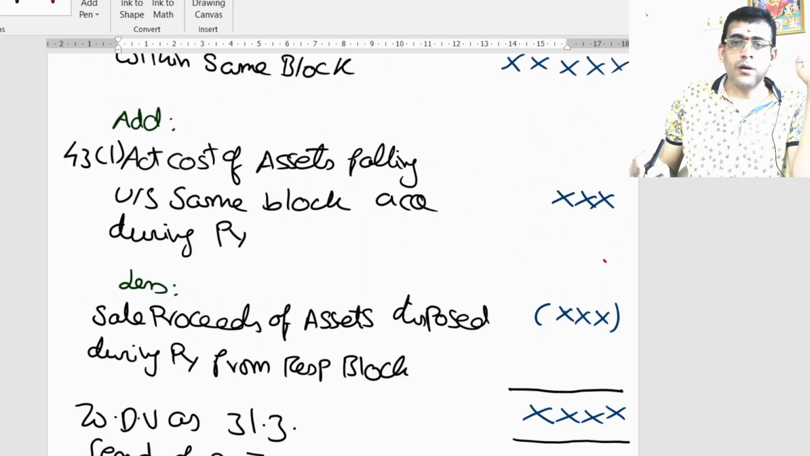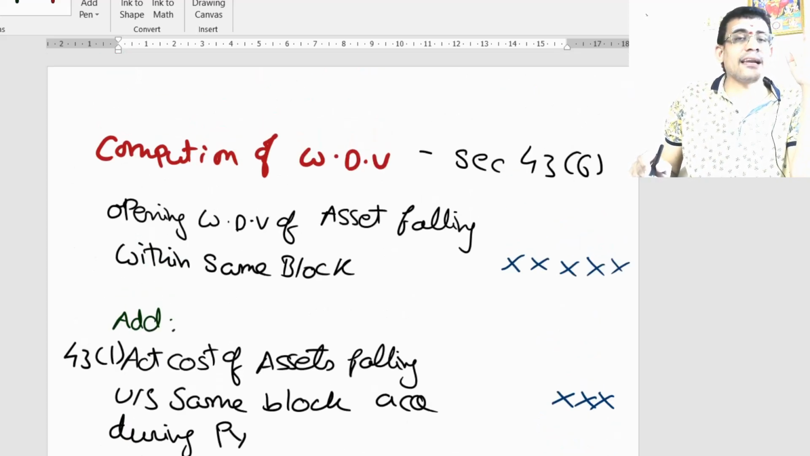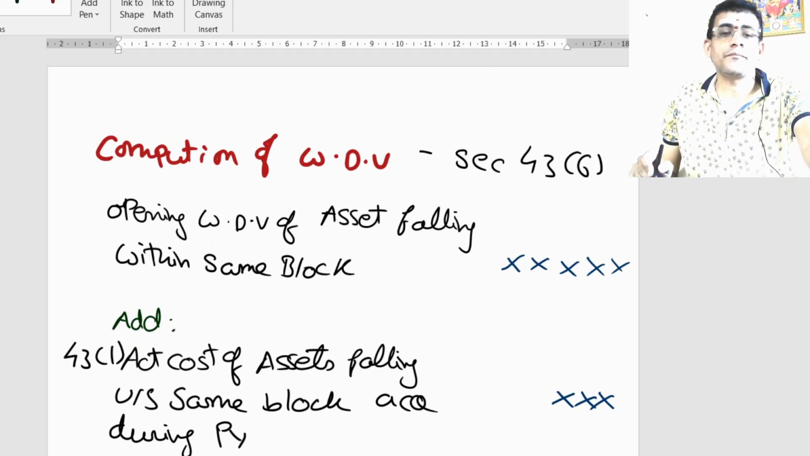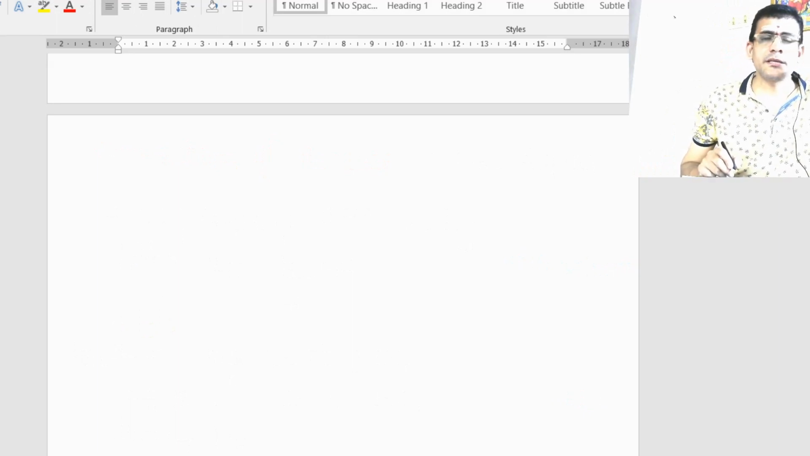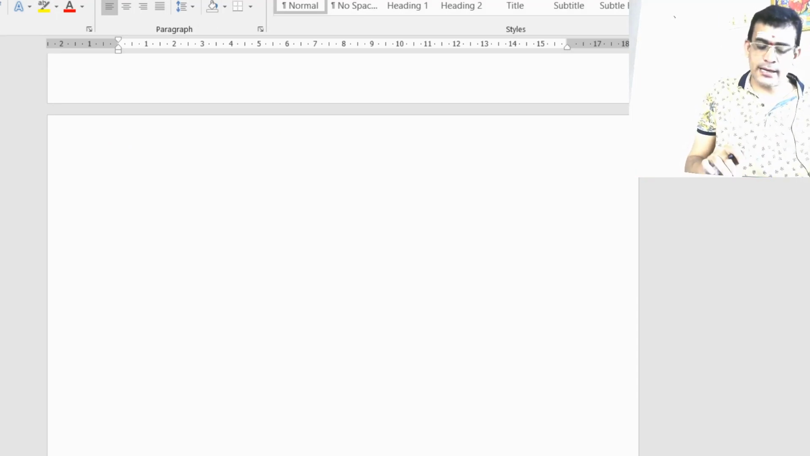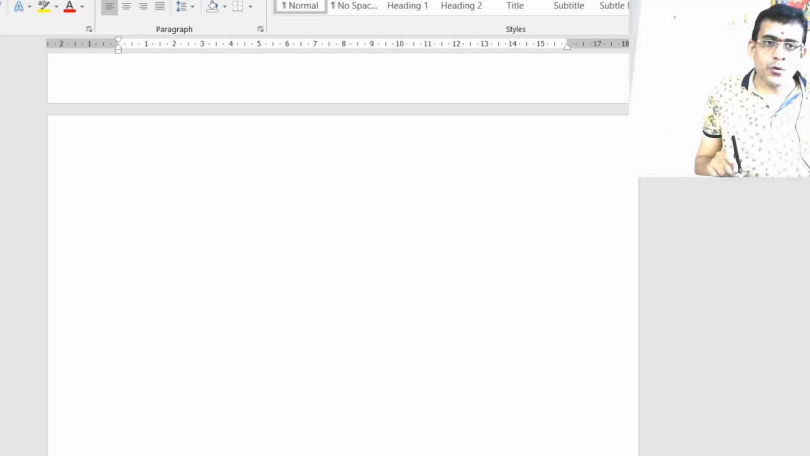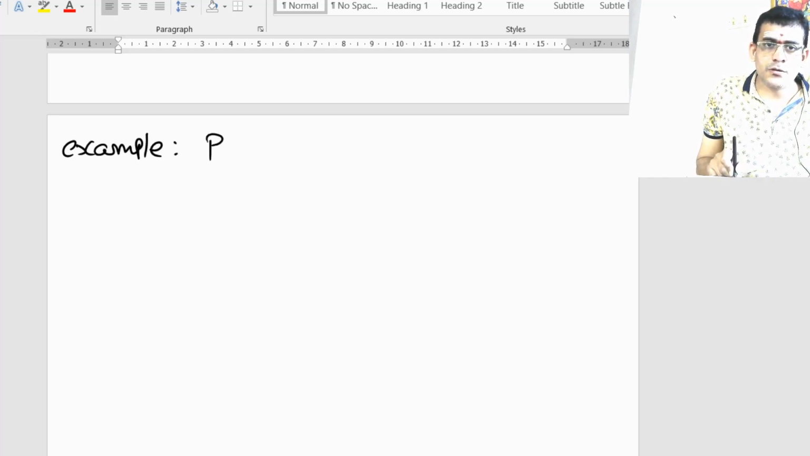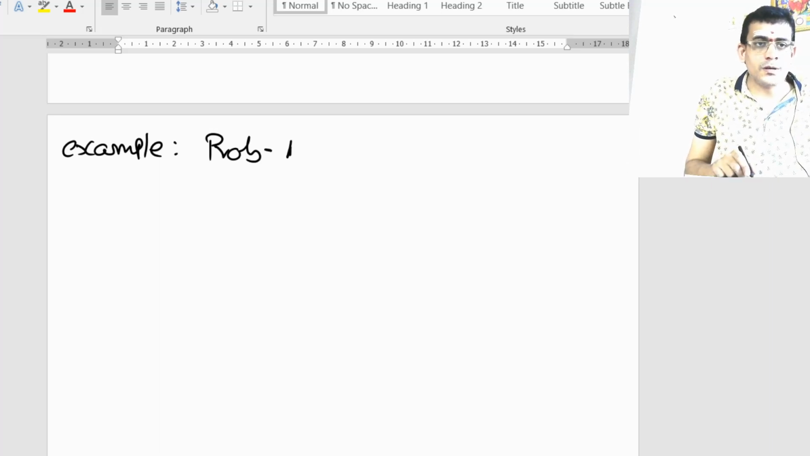Now, let us try to understand how to calculate WDV with a few examples. That is very, very important. We'll discuss that. Now, let us take a small problem. In this, let us understand how we calculate the WDV and how we calculate the depreciation. Let me write the problem first. Example, or you can also call this problem number 1. First problem.